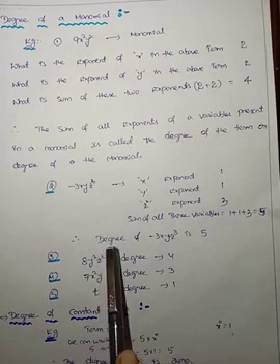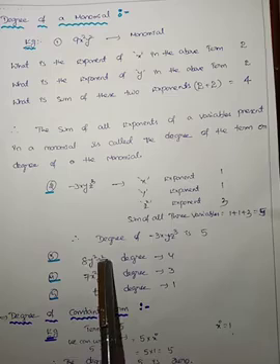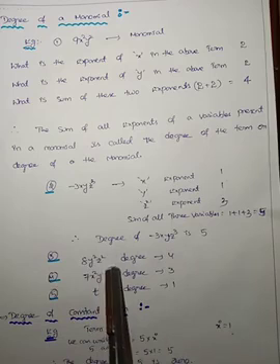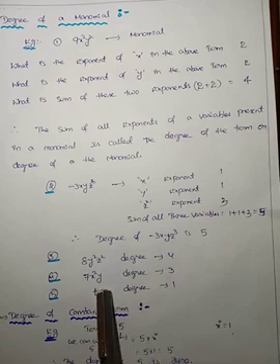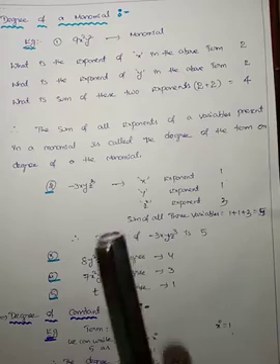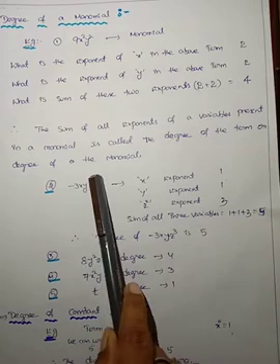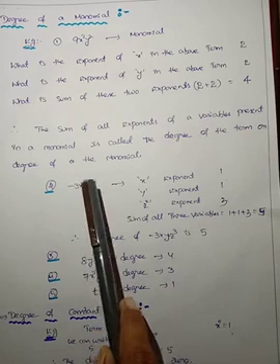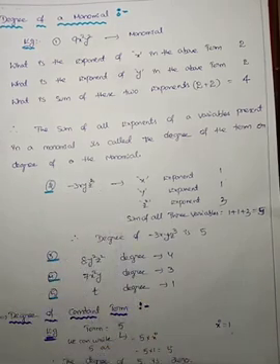Another example. 8y square z square. What is the exponent of y? 2. What is the exponent of z? 2. Then the sum of the exponents of all variables is 2 plus 2 is equal to 4. So the degree of this monomial is 4. What is the degree of 7x square y? Here it is 2 plus 1, which is 3. What is the degree of the monomial t? It is 1. To find the degree of a monomial, we take the sum of the exponents of all variables in that term. That is called the degree of the monomial.